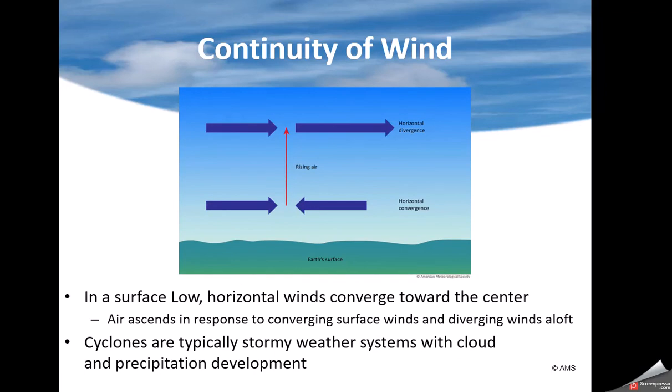Low pressure, the opposite. You wind up with winds pulling apart aloft. The air is going to want to rise up. Pressure is getting lower, and winds are coming in towards that low pressure, and these tend to be bad weather systems.